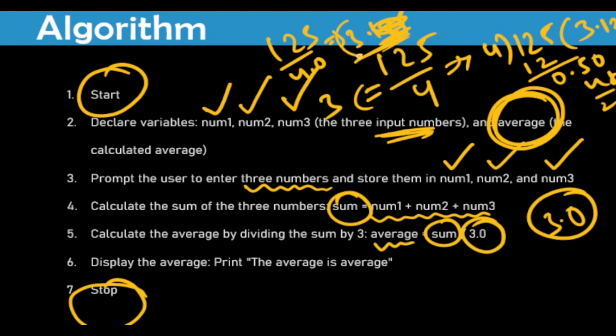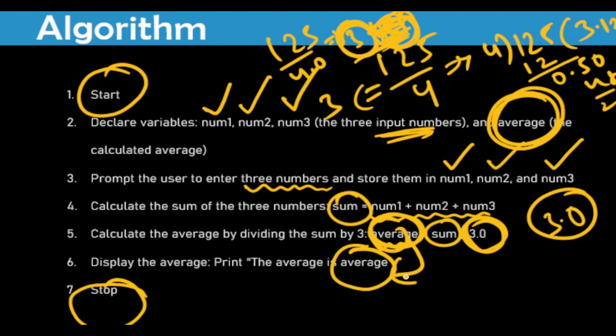You will get only this thing. After the full stop, you will not get this thing. So I need to write 3.0. This is the use of 3.0. Now display the average. The average value is stored in this average, right? Now this average value will be shown here. This is the algorithm. You write this algorithm on a page, then we will convert it to a program.